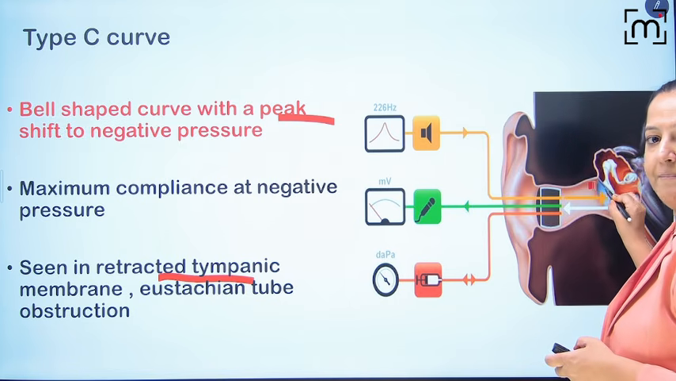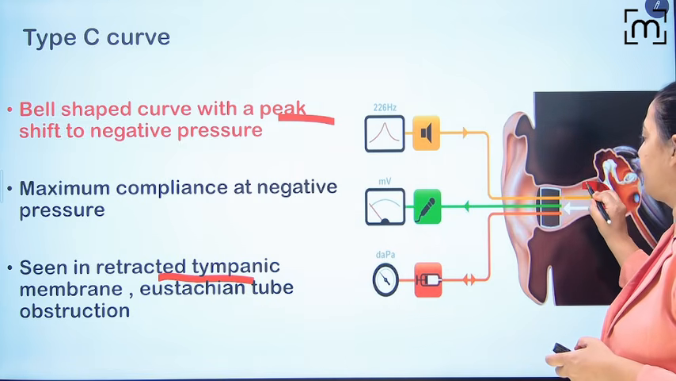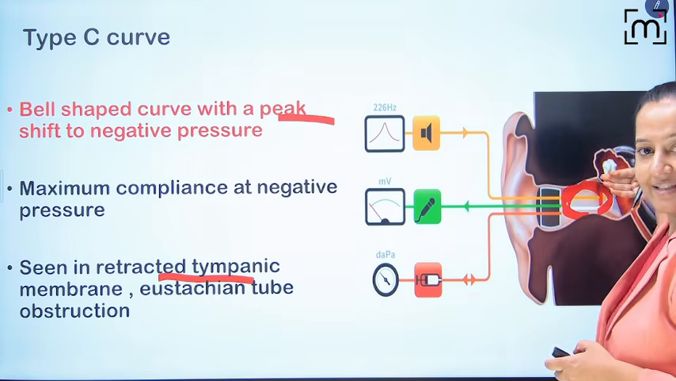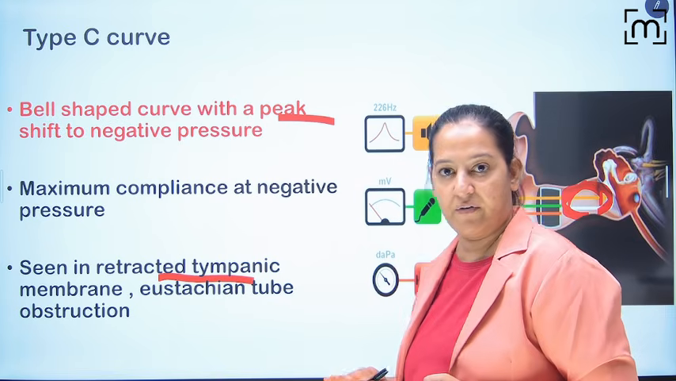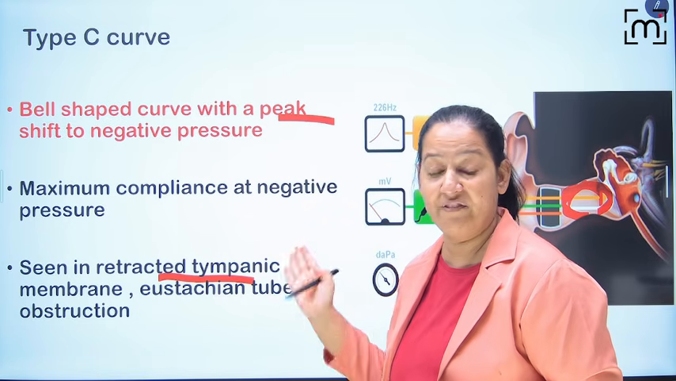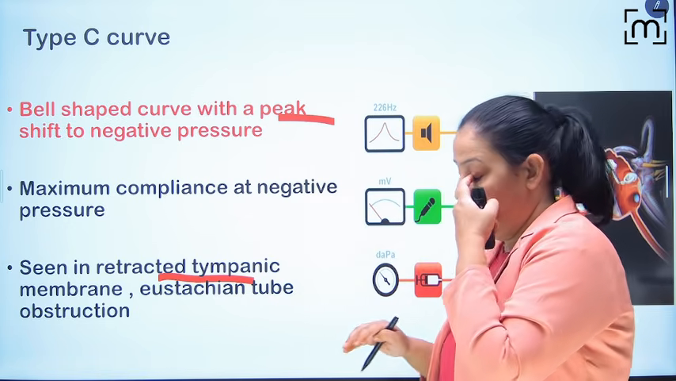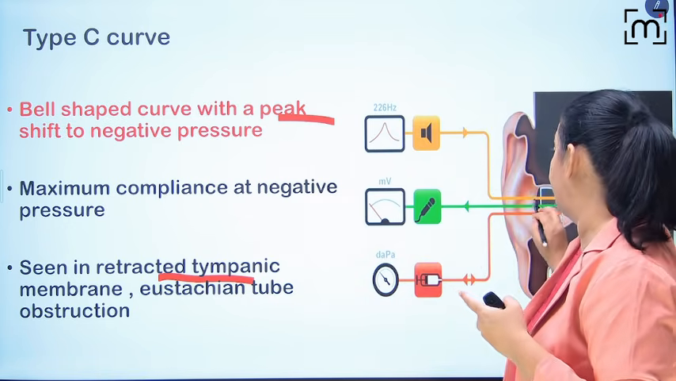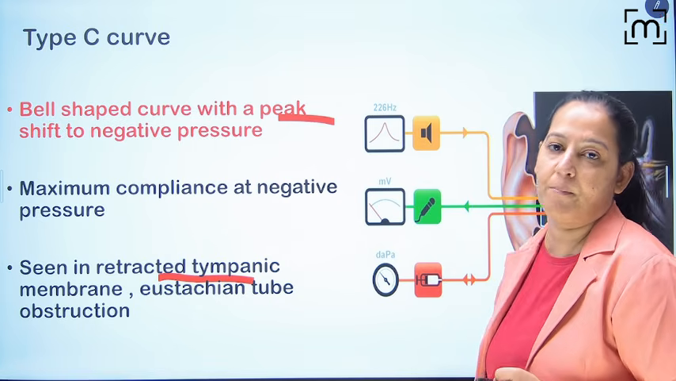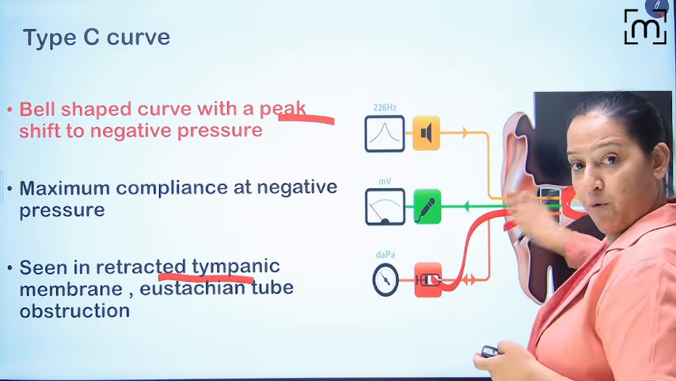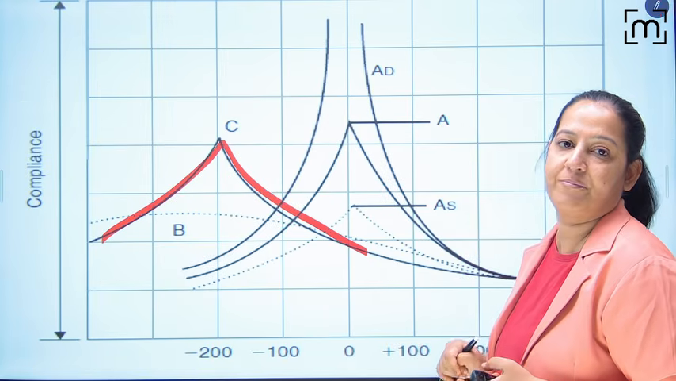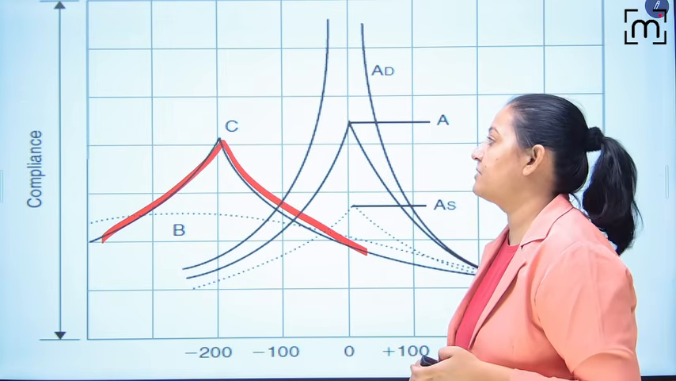Normally the tympanic membrane is like this, but if the tympanic membrane is retracted, it has this curvature. In Eustachian tube obstruction, this type of pattern is seen. You can understand that if the tympanic membrane is retracted, then on negative pressure it will equalize and maximum compliance will be there. If you are giving a negative pressure from here, it will push and become equalized on negative pressure. You are getting my point? So this is known as type C.